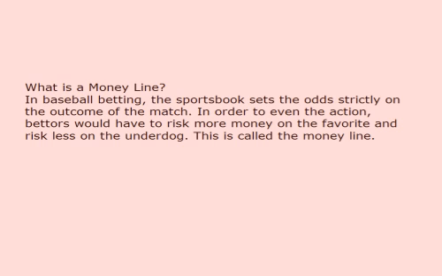What is a money line? In baseball betting, the sportsbook sets the odds strictly on the outcome of the match. In order to even the action, bettors would have to risk more money on the favorite and risk less on the underdog. This is called the money line.